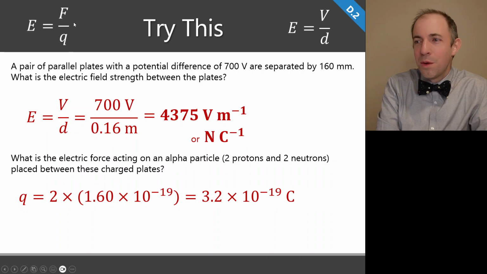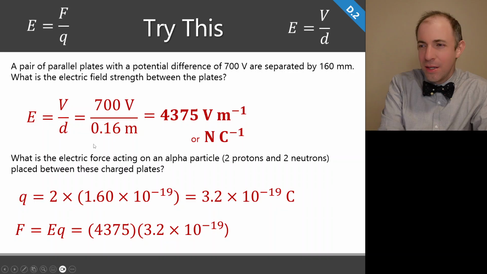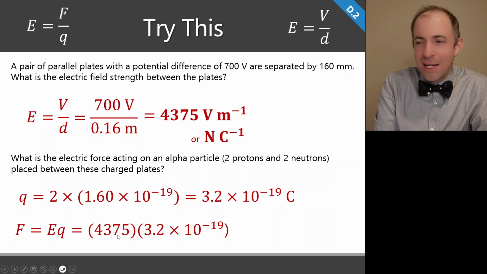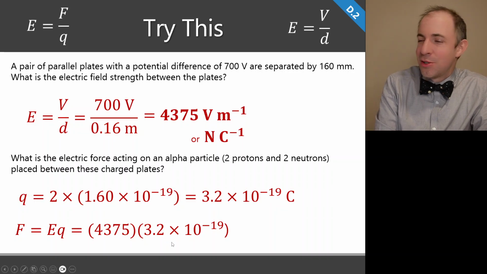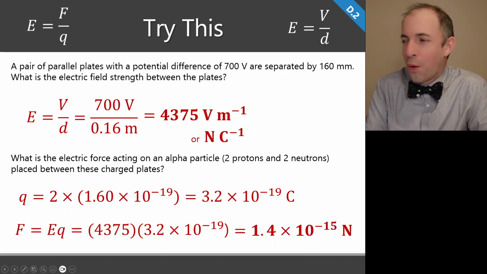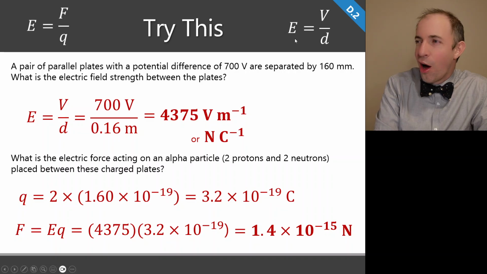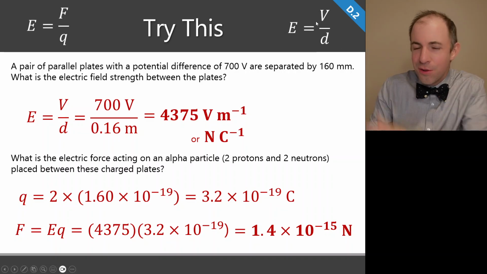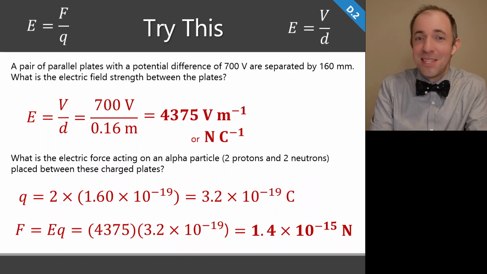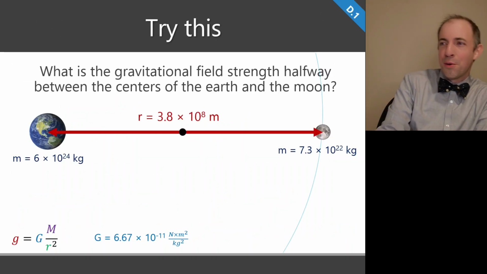I want to find what the force is. I know what E is. So I can rearrange that. The force is E times Q, 4,375 times this charge of 3.2 times 10 to the negative 19th, and I'll get 1.4 times 10 to the negative 15th newtons. So again, this other equation for E could be used given the right values to then find a field strength and then use it later on in another way.